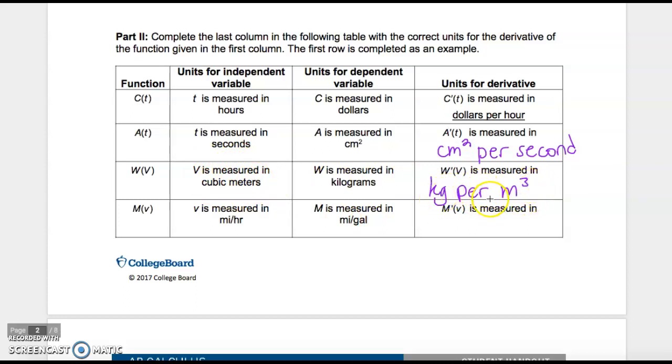We don't usually see a rate that's not involving time at all, but this would make sense, right? Meters cubed would be some sort of volume. So I could say that the weight of something is increasing per the volume. If my volume's increasing, and that's my independent variable, the mass would also be increasing. So kilograms, the mass of the object, would be increasing per the volume of the object.